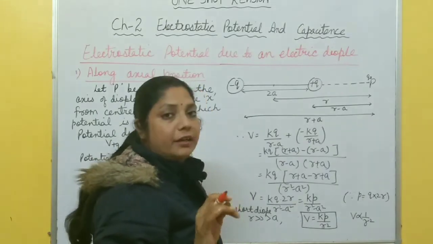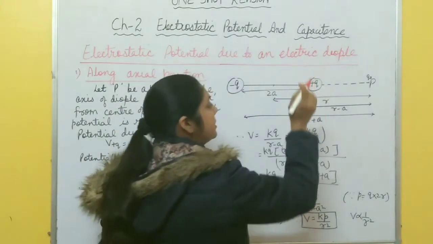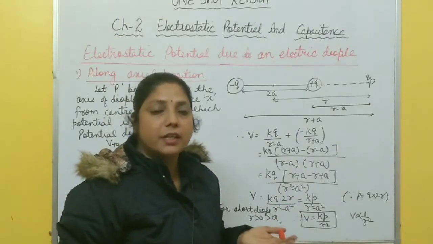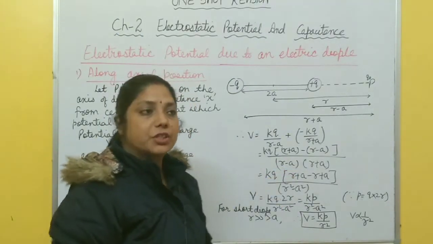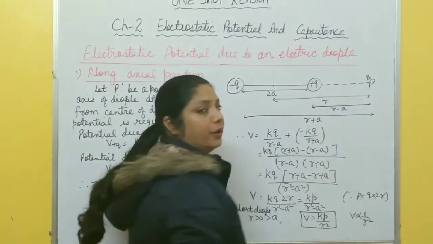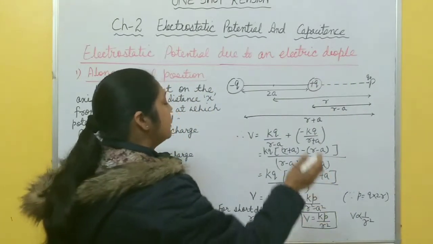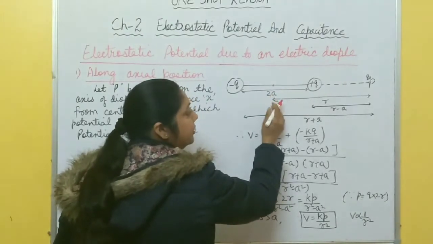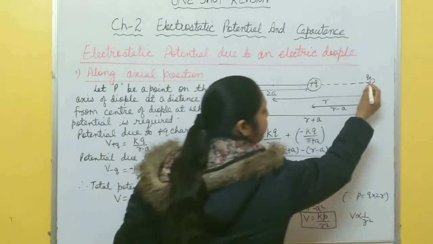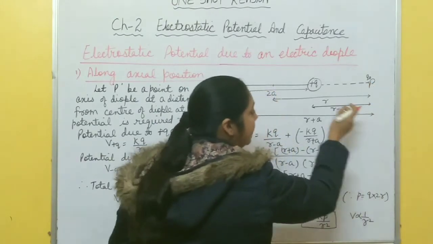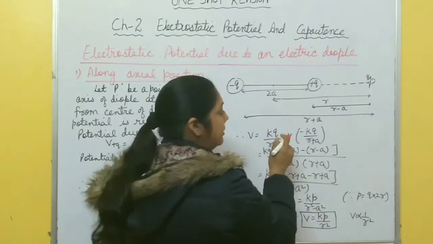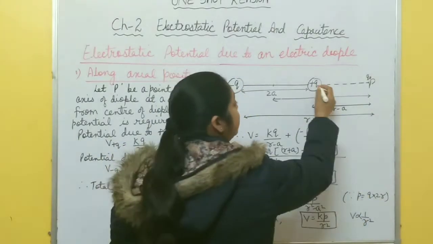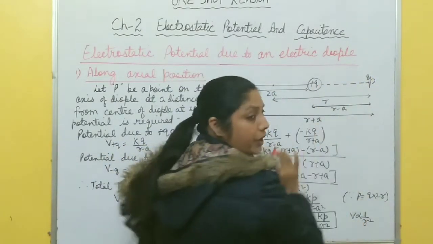Now you have to find the potential due to the plus q charge and then the potential due to the minus q charge. As potential is a scalar quantity, you just add these two potentials, and you get the total potential at point P, right? Suppose this dipole is of length 2a. From the center of the dipole, suppose the point at which potential is to be determined is at a distance r, right?